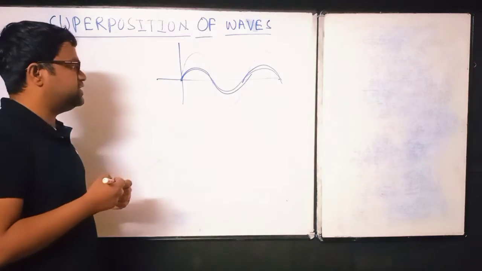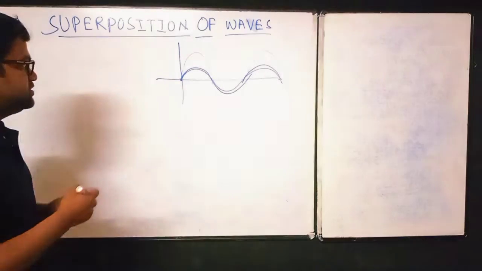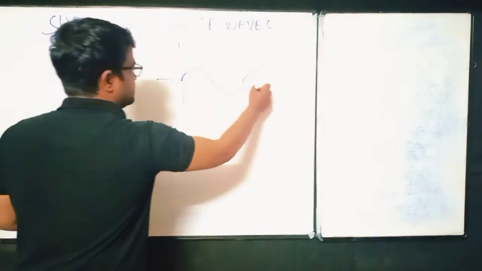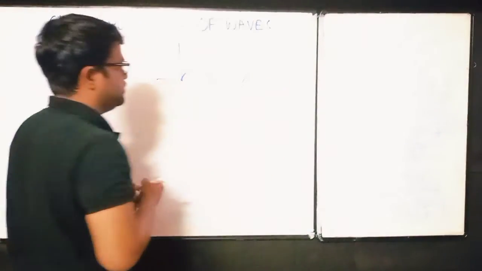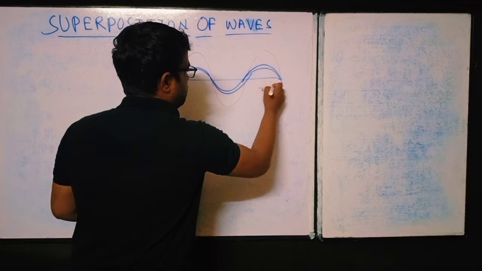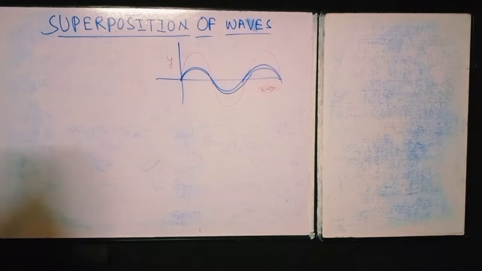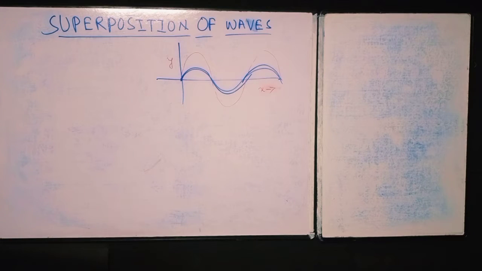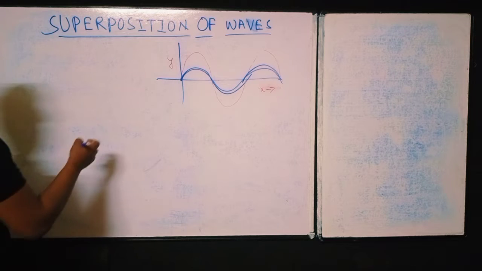Now mathematically let's try to understand this. This is, let's say, displacement. This is your time. This is your propagation in x direction. So now let us mathematically try to analyze it.